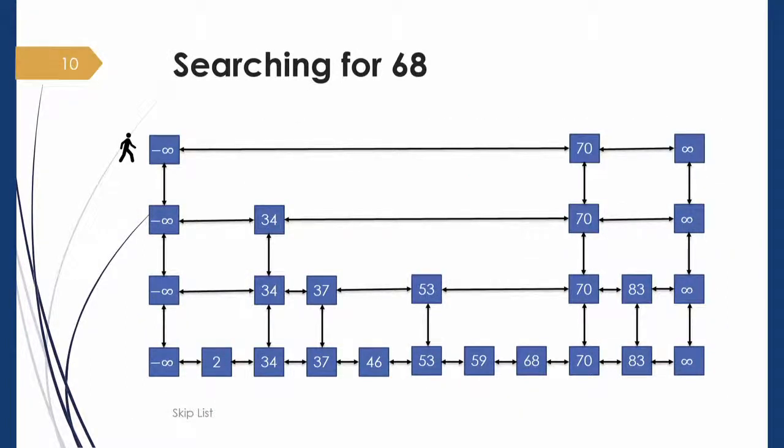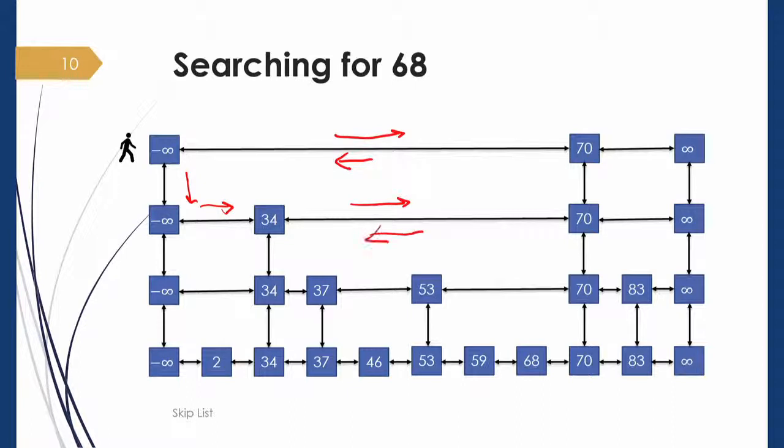And searching is quite intuitive. Suppose we are looking for the element 68. Well, what do we do? We start again at the sentinel, the leftmost sentinel in the topmost level, and we search for 68. So, we go down here and we encounter 70, but 70 is more than 68. So, we come back and go down one level, and now we start searching. So, we go to 34. 34 is still less than 68. So, we proceed further. We again hit 70, which is again overshooting 68.